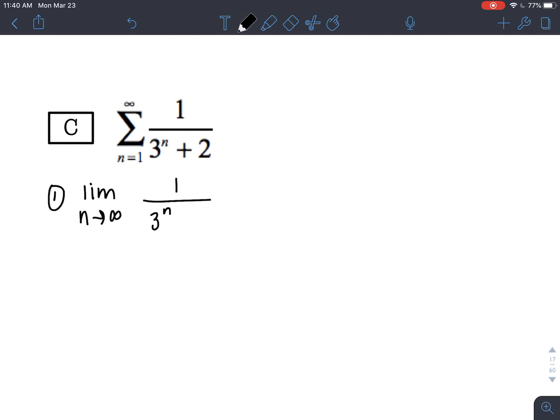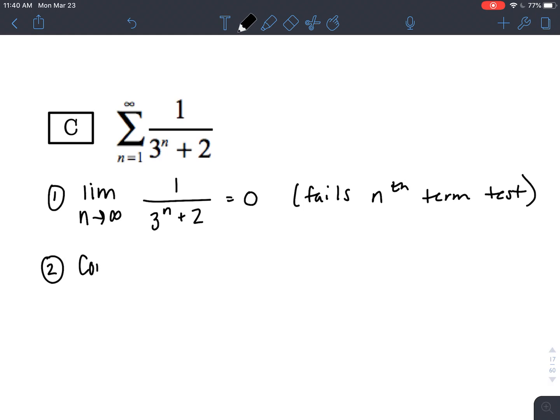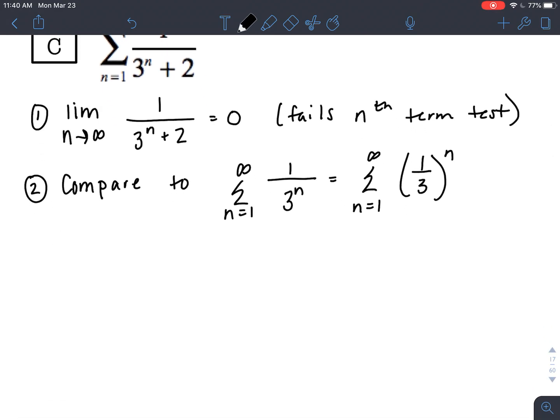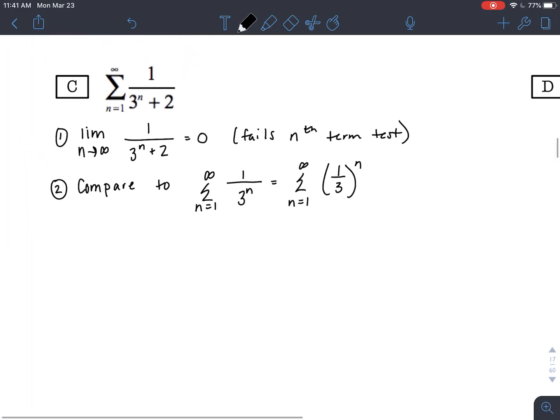So again, we're going to start by taking the limit first. And so that goes to 0, so it fails the nth term test. Right, so the next thing that we need to do is find a series to compare it to. So again, we're just going to take out all of the extra stuff. So instead of having 1 over 3 to the n power plus 2 in the denominator, I'm going to take out that plus 2 and just compare it to this. But I can also rewrite this to be the fraction 1/3 all raised to the nth power.